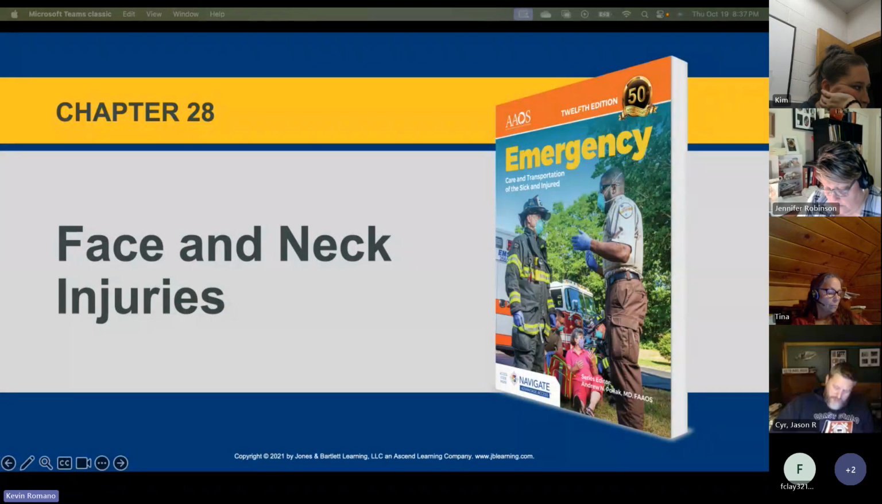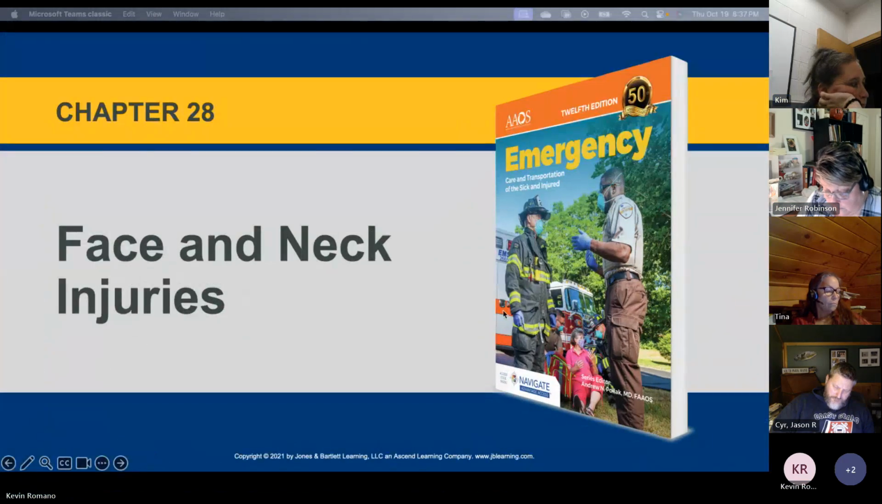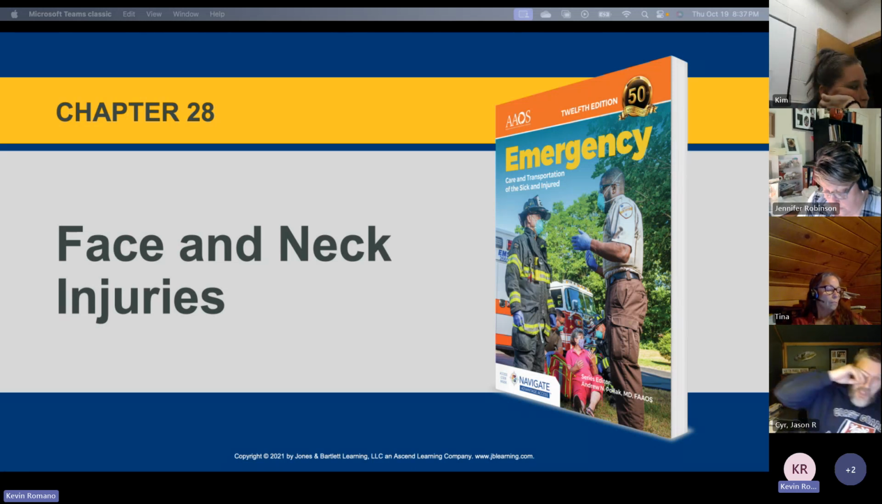All right, so we're going to cover chapter 28, face and neck injuries. So we're going to kind of move this one a little bit faster. We kind of covered some face stuff as well in the last chapter for soft tissue. So this shouldn't be too much more in depth, and a lot of this should be review of anatomy.